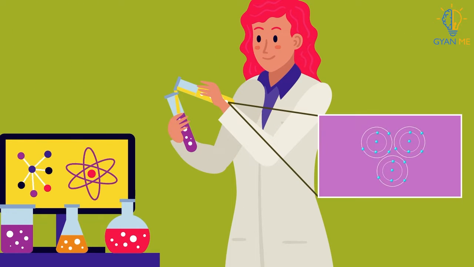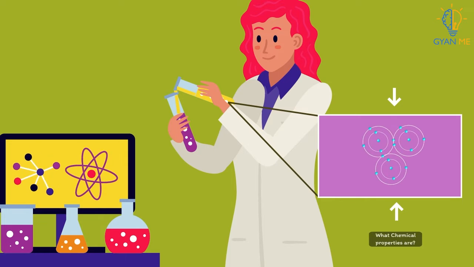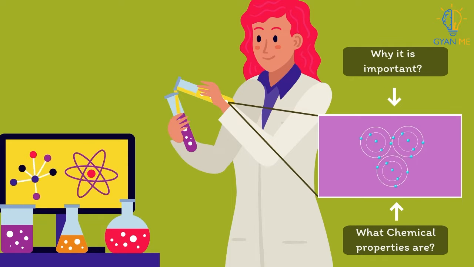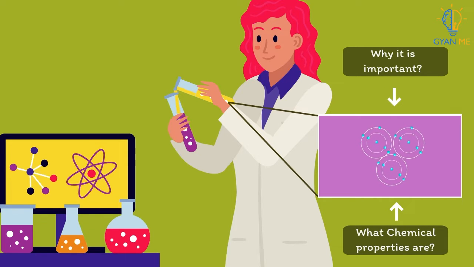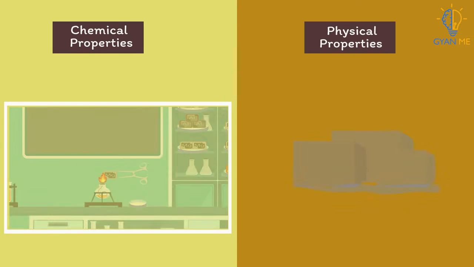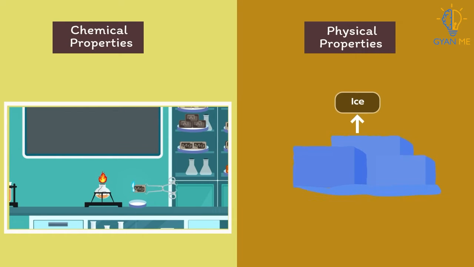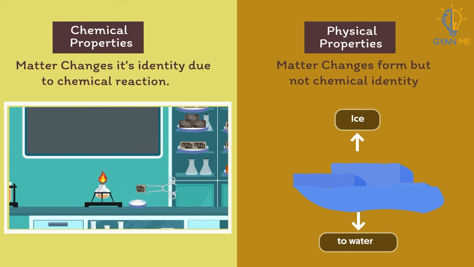But before that, let us first understand what chemical properties are and why it is important to study them. A chemical property of a substance is a property that becomes evident during or after a chemical reaction. That is, a quality that can be established only by changing a substance's chemical identity.